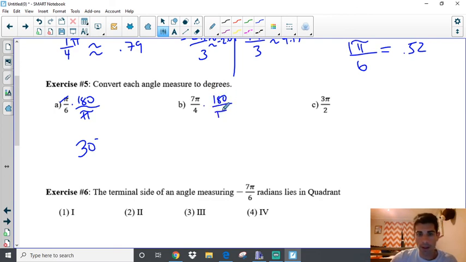180 over pi, that ends up canceling. You put 7 divided by 4 times 180, that's 315 degrees. And 180 over pi cancels out the pi. 3 over 2 times 180 is 270 degrees.